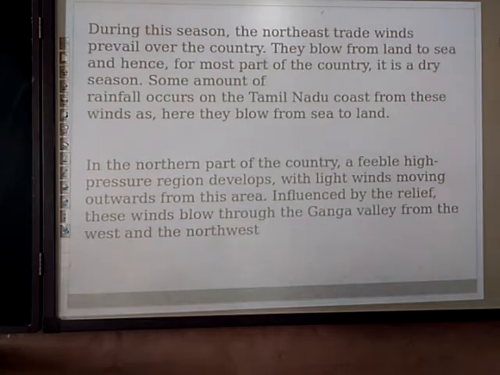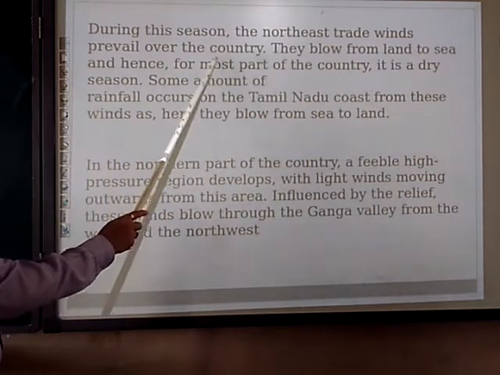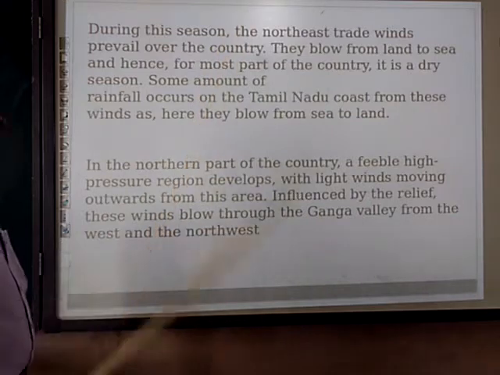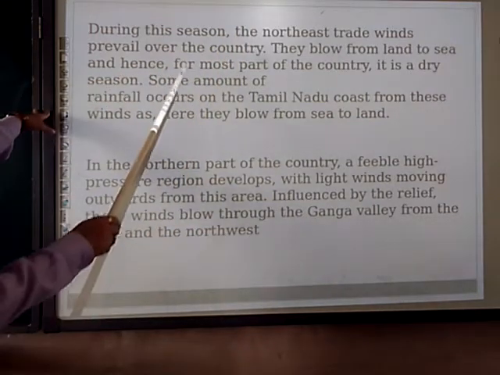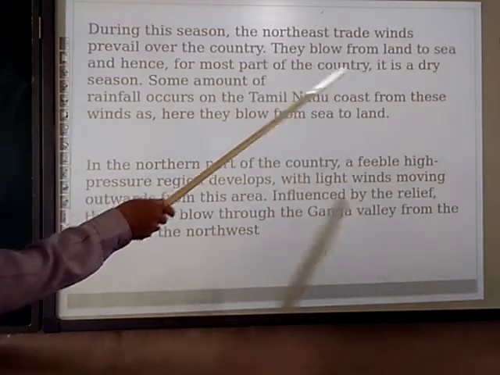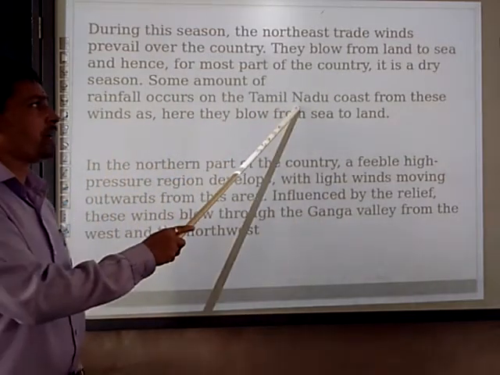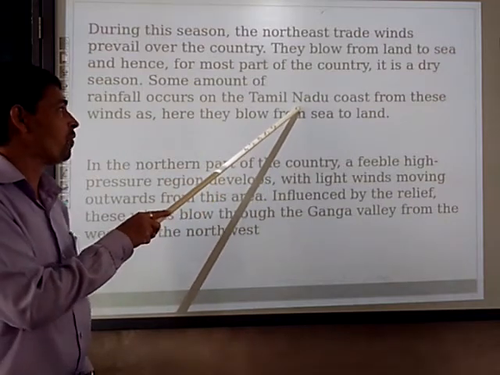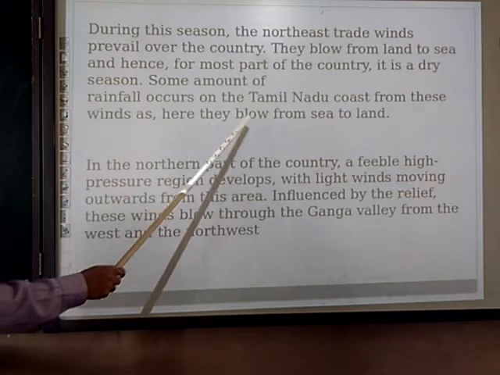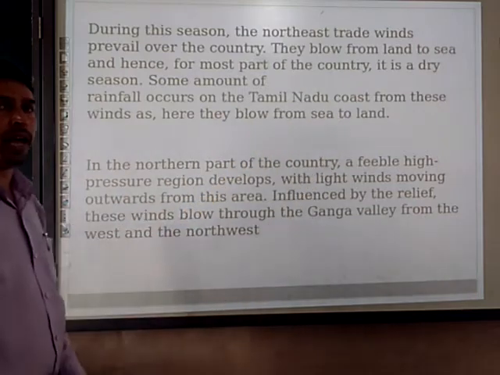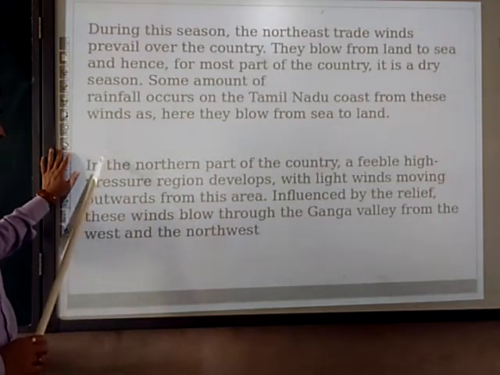Next, during this season, the northeast trade winds prevail over India. That means they blow from land to sea. Hence, for the most part of the country, it is a dry season. Some amount of rainfall occurs in Tamil Nadu, which is the region of the retreating monsoon, as the winds blow from sea to land, from the Bay of Bengal to the Indian Peninsula.